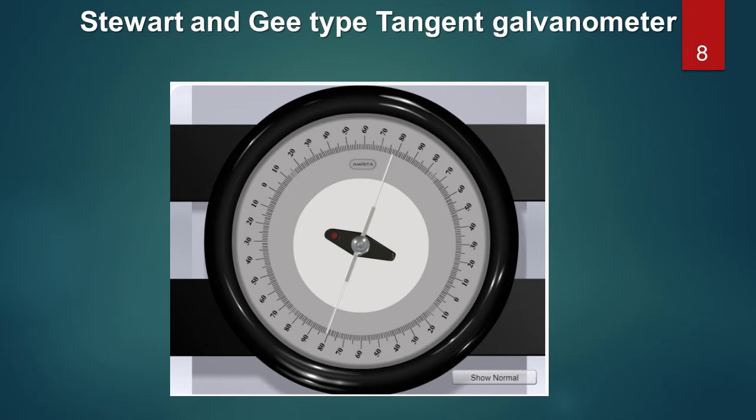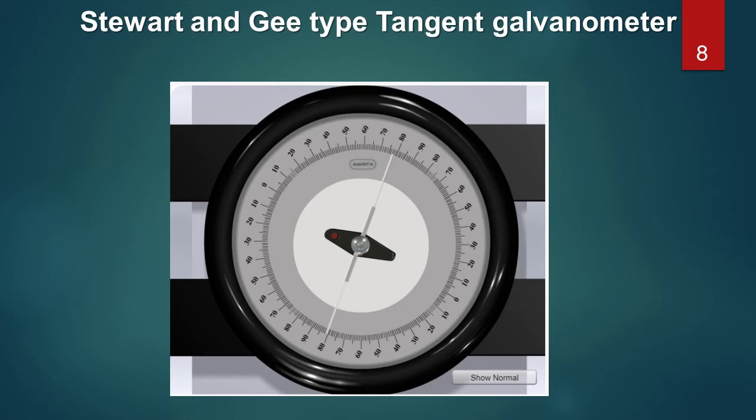The tangent galvanometer works on the principle of the tangent law. The magnetic needle is subjected to two magnetic fields which are perpendicular to each other. One field is due to the horizontal component of the Earth's magnetic field, and the other is created by passing the current through the coil of the tangent galvanometer. The tangent galvanometer consists of a coil having a large number of turns and a small magnetic needle.